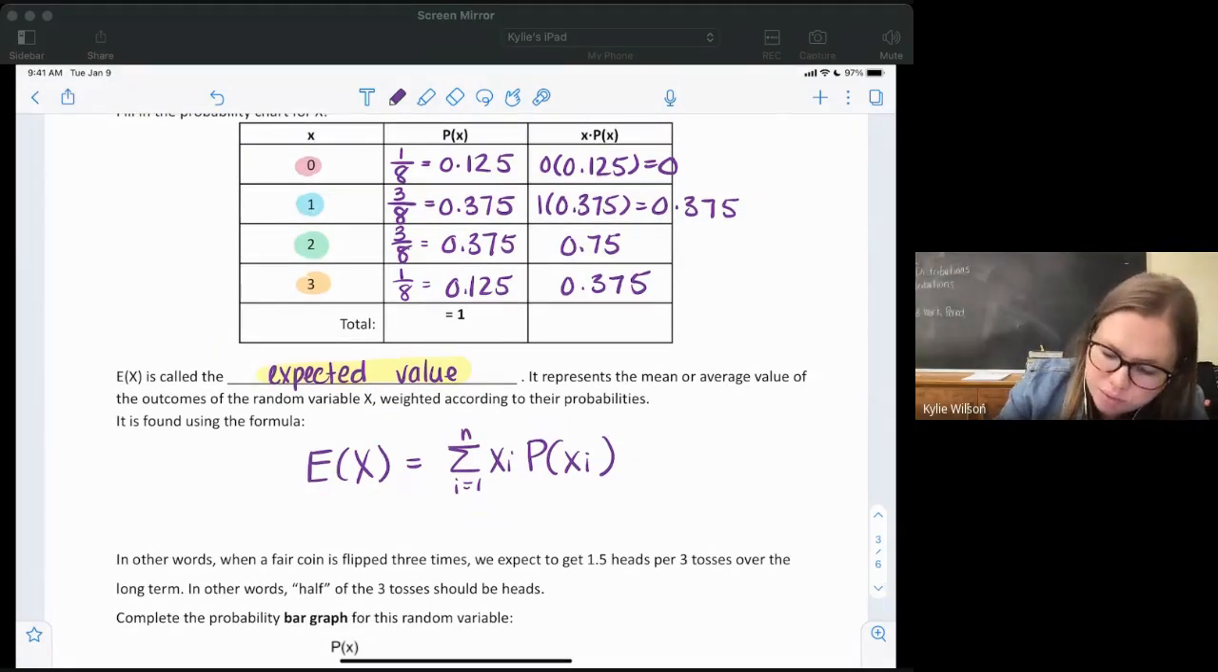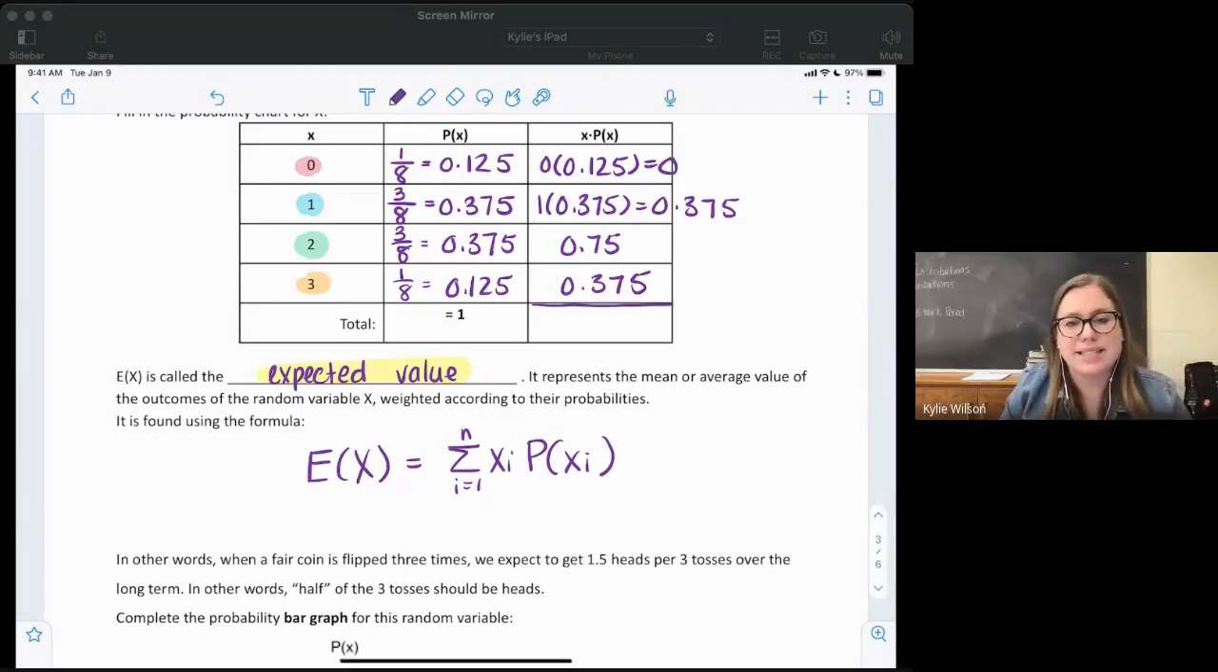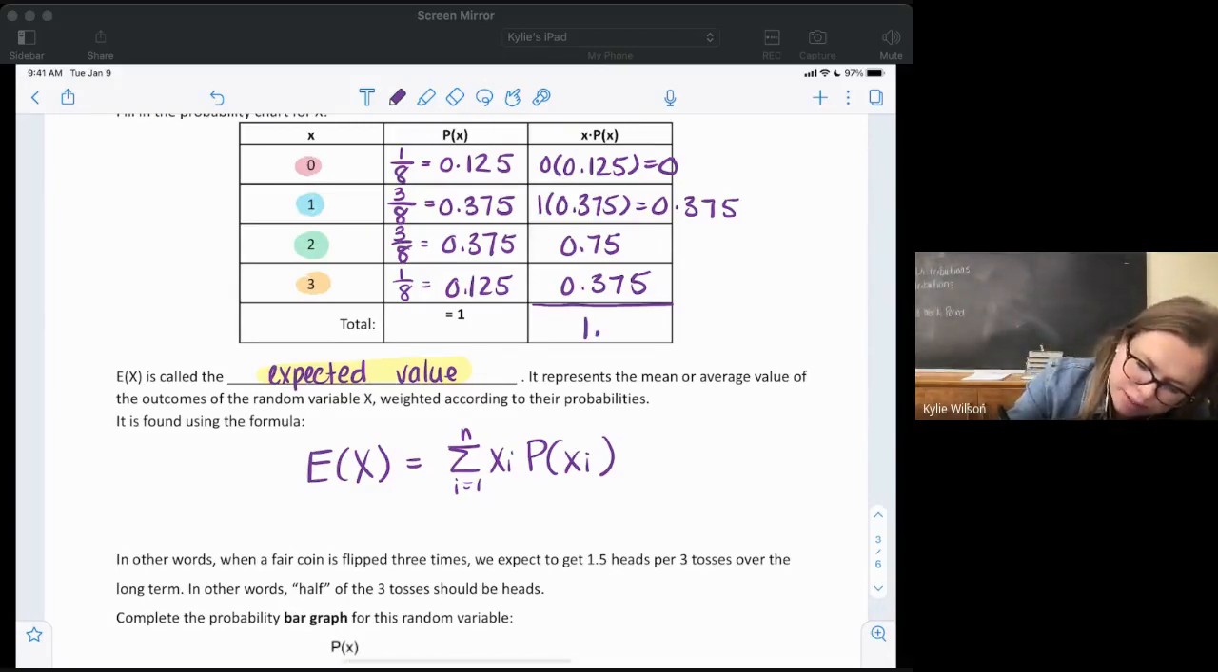So let's find our expected value for this particular situation. I'm going to total up this whole column. That's the sum part. I've already done the xi multiplied by p(xi) part. So we have 0 plus 0.375 plus 0.75 plus 0.375, which is 1.5.